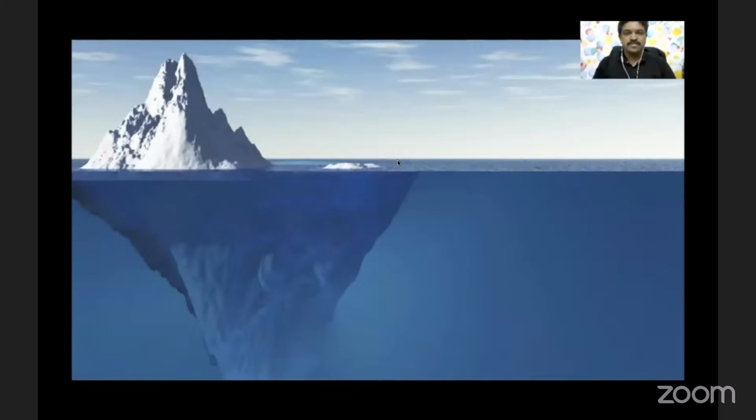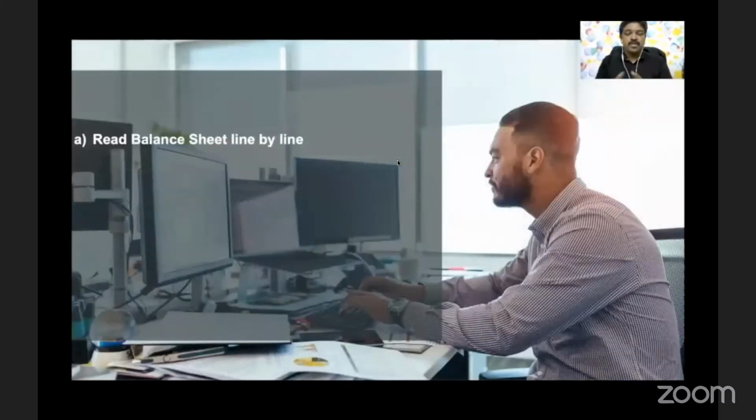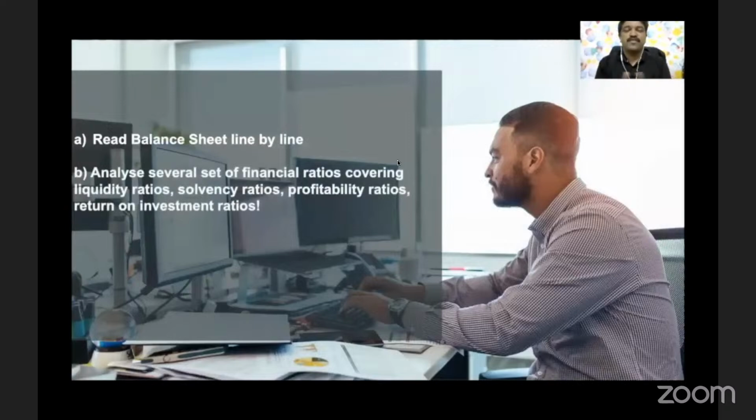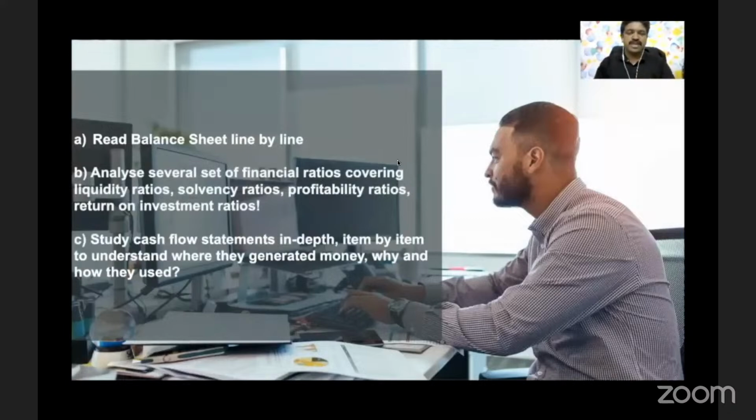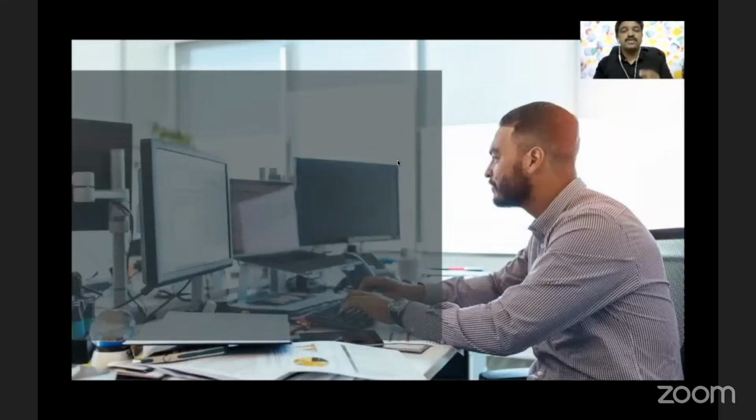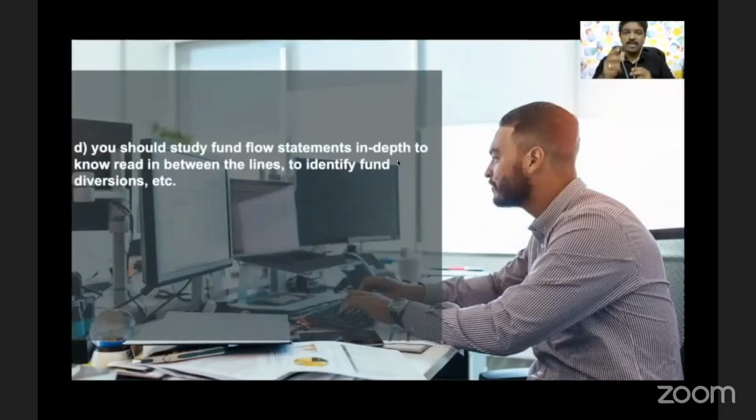The reason why I say it's the tip of the iceberg is because in reality, when you do the credit appraisal, when you do the financial analysis, you have to read the balance sheet line by line. You should put your attention on every item in the balance sheet. You have to analyze various sets of financial ratios: liquidity, solvency, profitability, return on investment ratios. Then you have to study the cash flow statements in depth, item by item. You should see where they generated money, where they have used it, how they have used it. Then you should also study their fund flow statement in depth, and read between the lines to identify whether any fund diversion has taken place.